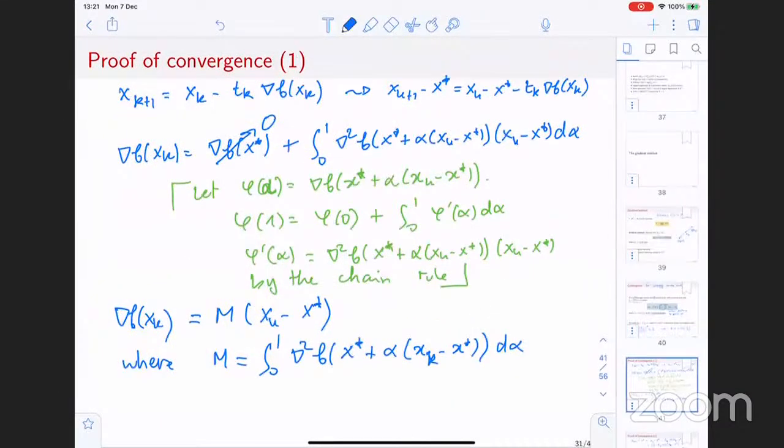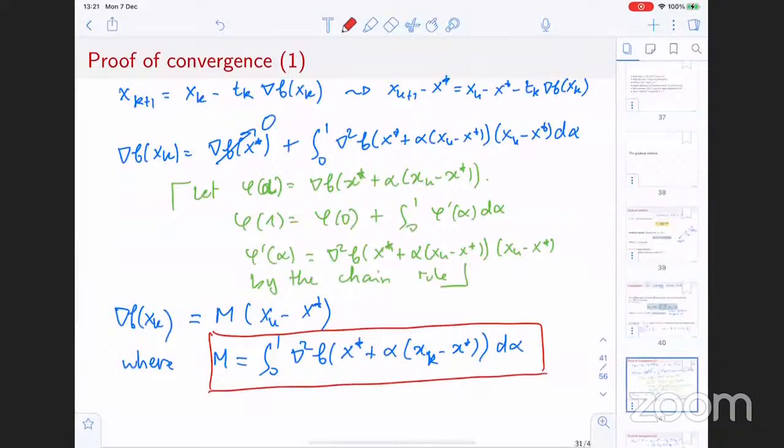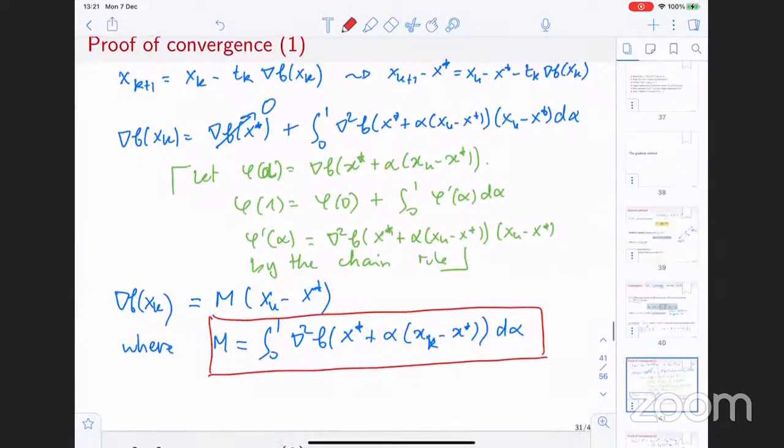So M was this matrix. Okay, so M is an average of Hessians, and we know that each Hessian has all its eigenvalues between little m and big L. And so this means that the matrix big M itself has all its eigenvalues between little m and big L.